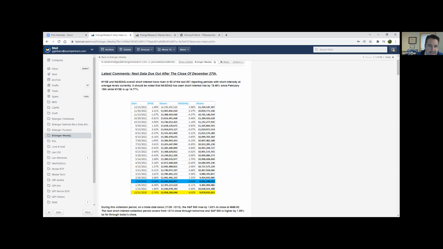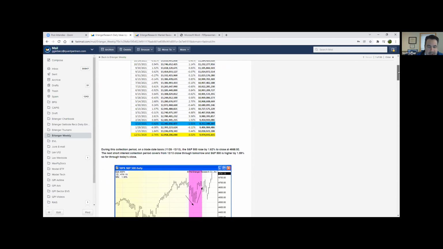Now NASDAQ has seen short interest up 18.46% since February, while New York really caught up the last couple of weeks. You can see the last period before this one up 4.31, up 1.89. You can see NASDAQ went up 27 basis points and 3.98%. So short interest is kind of pretty decent right now.